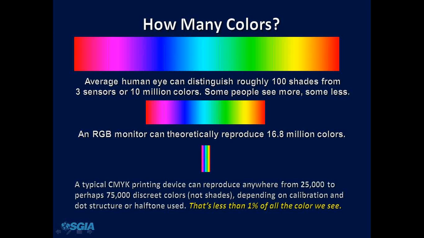And then your typical CMYK printing device can reproduce anywhere from 25,000 to perhaps 75,000 discrete colors. This depends on calibration, dot structure, and halftone used. But the important point is that's less than 1% of all the color that we can see.